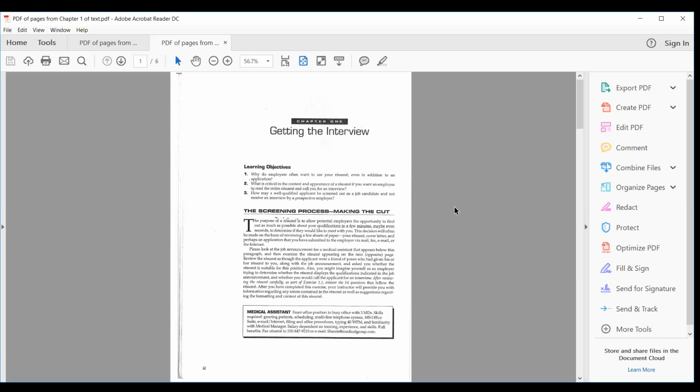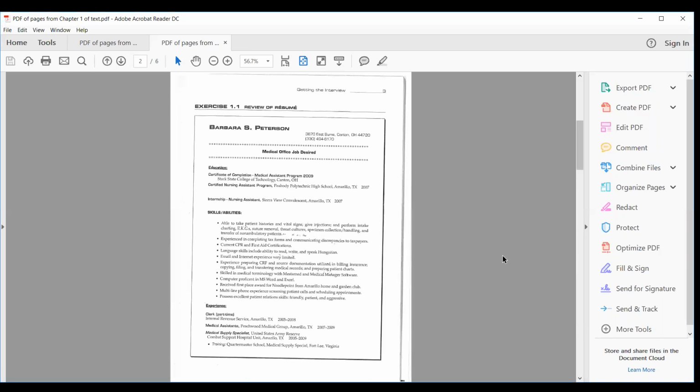Right now, we'll go on further. If we take a look at a resume, let's just take a look at this one here. This one is reasonable. My personal preference is that all of this information be centered, but that's my personal preference. It doesn't mean that's the way it has to be done. If we look at this, we have medical office job desired. So there is the objective.